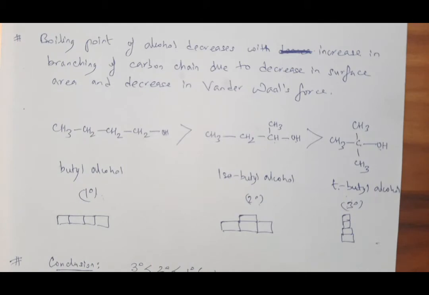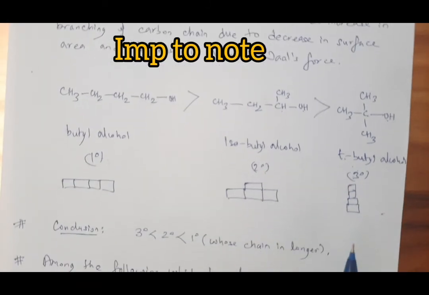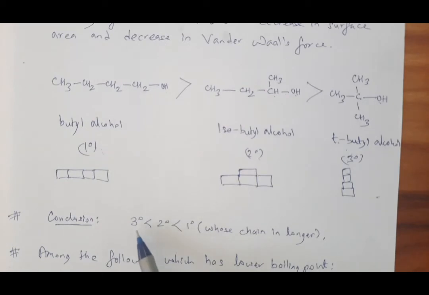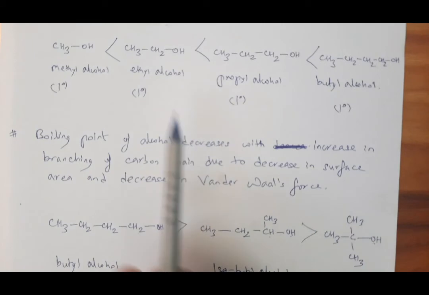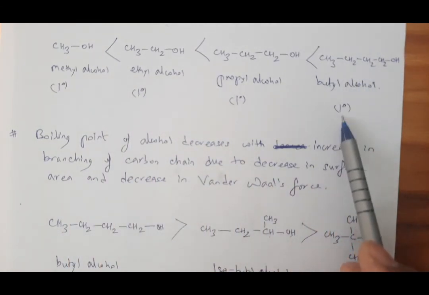So from here we can conclude, students, that primary will have higher boiling point than secondary, and secondary will have higher boiling point than tertiary. The conclusion is here. Tertiary alcohol, meaning 3-degree alcohol, will have the least boiling point due to small surface area. Van der Waals force will be less due to branching of the carbon chain, so it will have a lower boiling point. More than that is secondary, and more than that is primary. But among primary alcohols, the one whose chain is longer will have the higher boiling point. You can see from here, students, all of them are primary alcohols, but these primary alcohols have longer chains, so they will have higher boiling points.